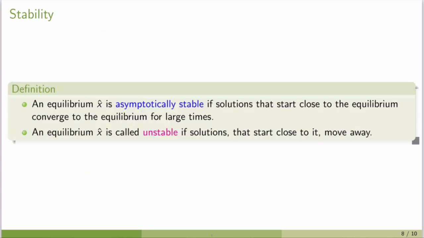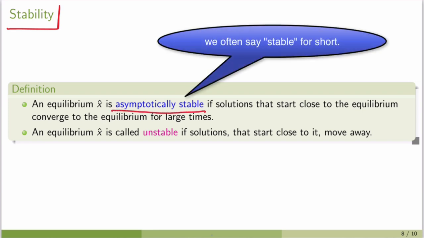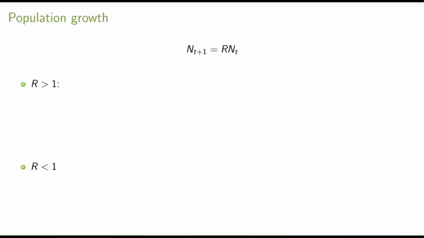The next thing is we would like to talk about stability. Stability means that if I start very close to a point, then I converge to that point. So we call it asymptotically stable if a solution starts close to an equilibrium point and converges to that point. And it's called unstable if solutions go away. This is easily explained on the population growth model, which I write down here again. N t plus 1 is R times N t, where R is a growth parameter. I would like to look at the two cases where R is bigger than 1 or where R is less than 1. So let's look at an example for R bigger than 1, so maybe R is equal to 2.